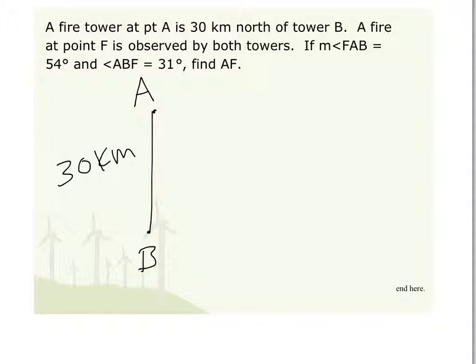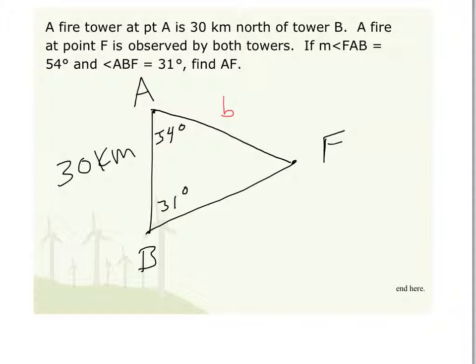A fire at point F is observed by both towers. Let's just say it's over here. And angle FAB, that would be right here, is 54 degrees. And angle ABF is 31 degrees. How far is A from the fire? What is the length of AF? Okay.